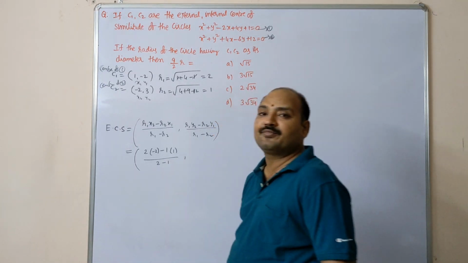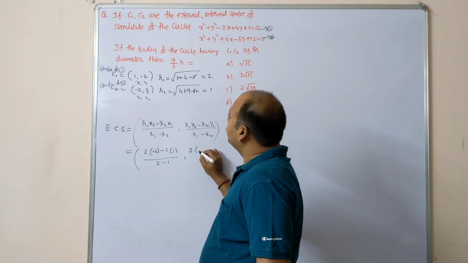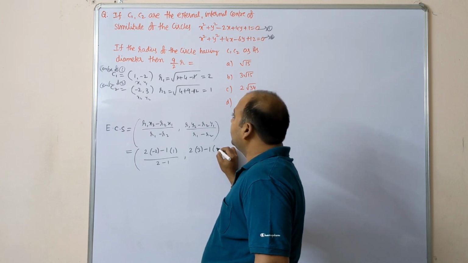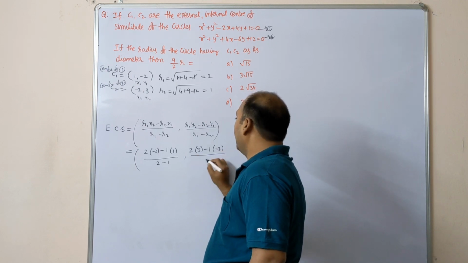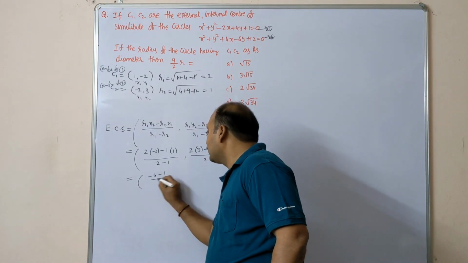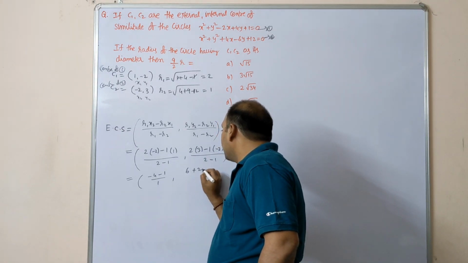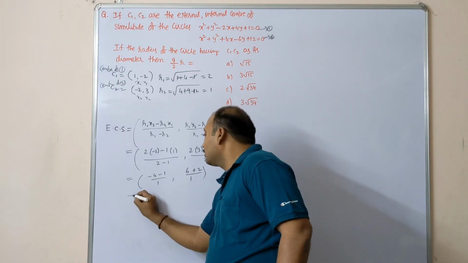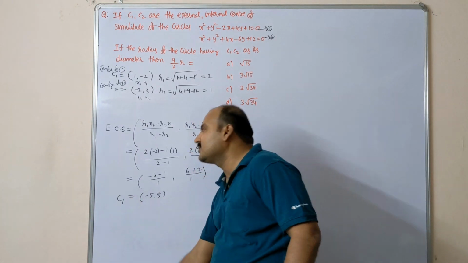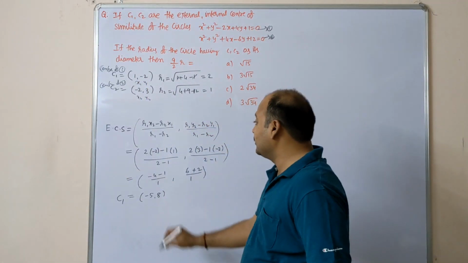Okay, R1 is 2, y2 value is 3, minus R2 value 1, y1 value is minus 2, by 2 minus 1. So minus 4 minus 1 by 1, and 6 minus of minus 2, 6 plus 2 by 1. So (-5, 8). This is C1, dear students. This is the center of similitude. The external center of similitude is C1.